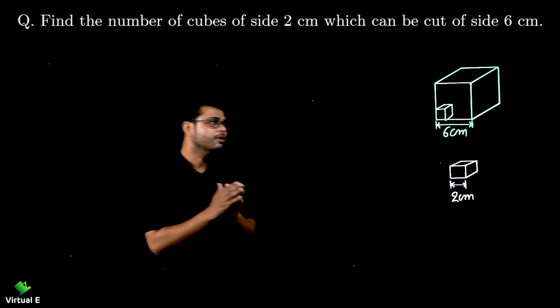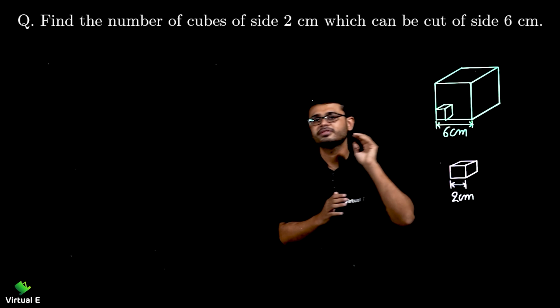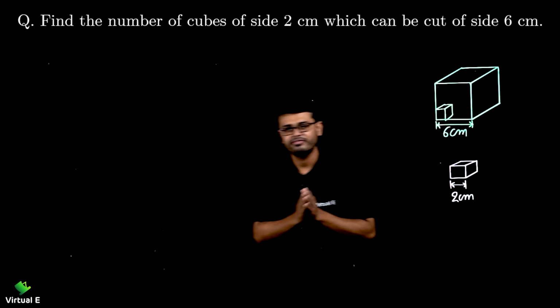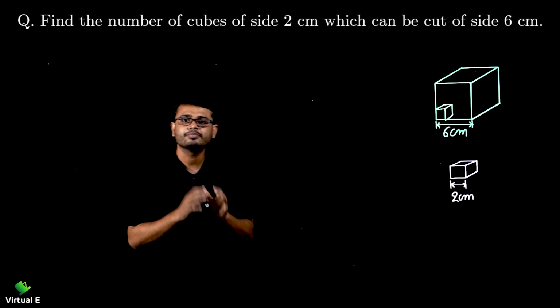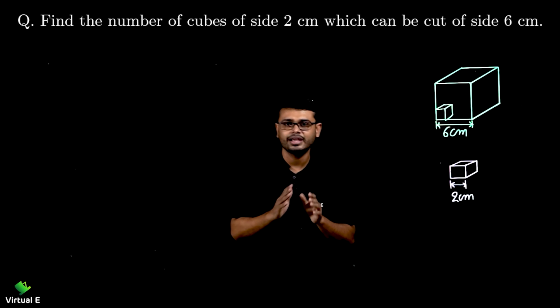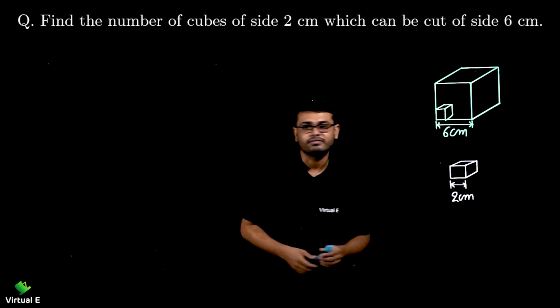So when we talk about cutting this cube with smaller cubes of size 2 centimeter, there can be many, right? Many cubes can be formed. We want to identify how many can be formed. That's the important question, right? That's a very basic question. You must have done it in grade 8 or 9. You must have an idea about the answer as well, but let's repeat one time.